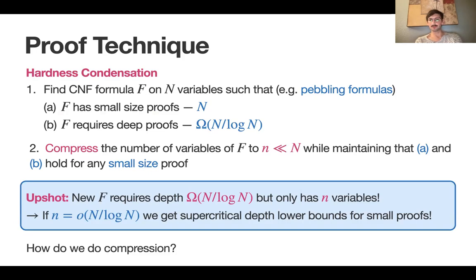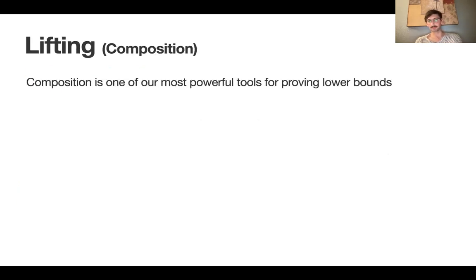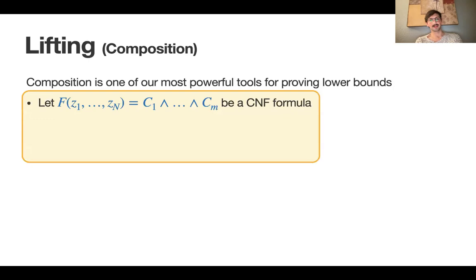Okay, so how do we do this compression? Well, the answer is lifting. So what is lifting? You've probably all seen it. It's basically one of the most powerful tools we have for proving lower bounds, and it's just composition. So I'm going to describe it in the setting of proof complexity. We begin with a CNF formula on variables Z1 to Z capital N.